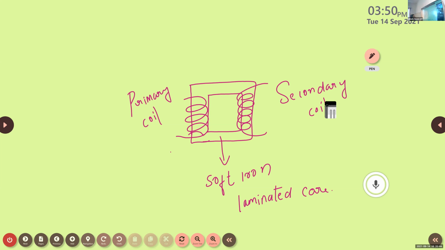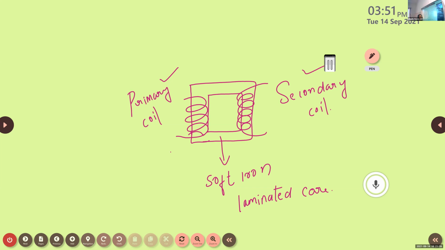A transformer consists of a soft iron laminated core and two coils. They are the primary coil and the secondary coil. The energy given coil is known as the primary coil, and the coil from which the energy is taken out is called the secondary coil.